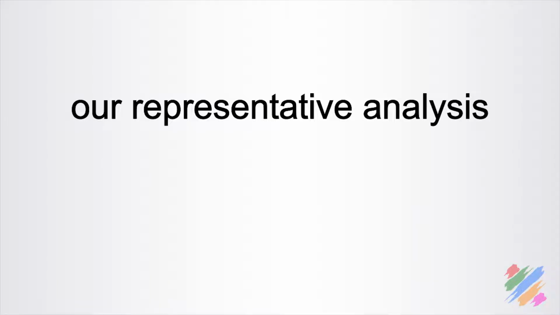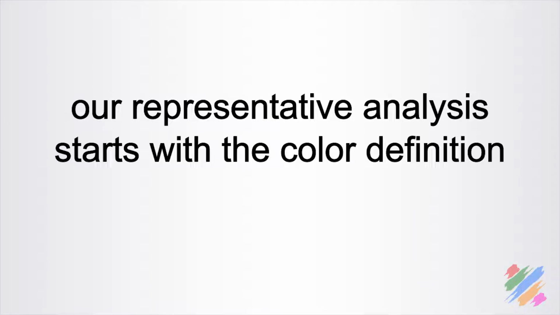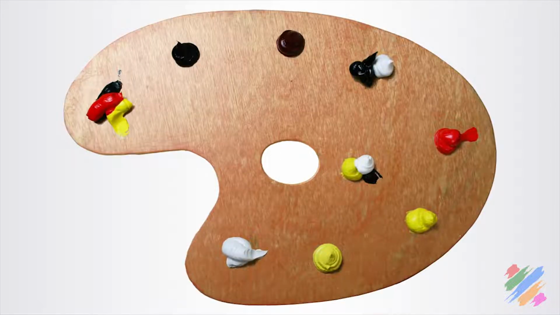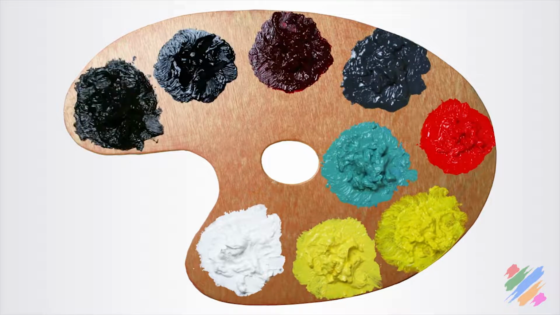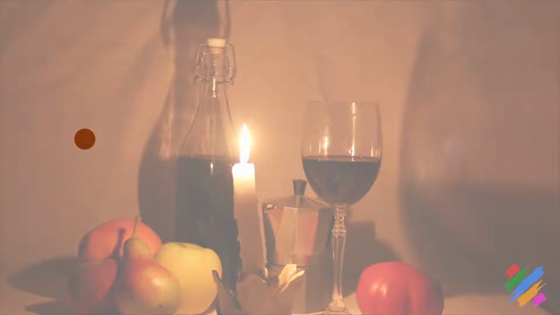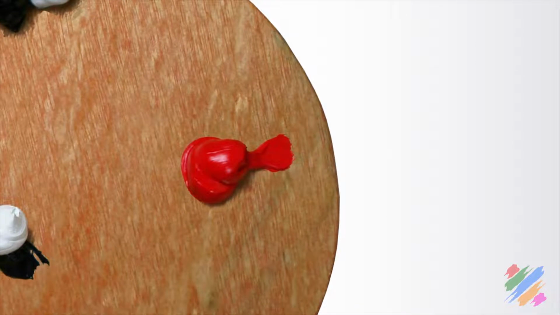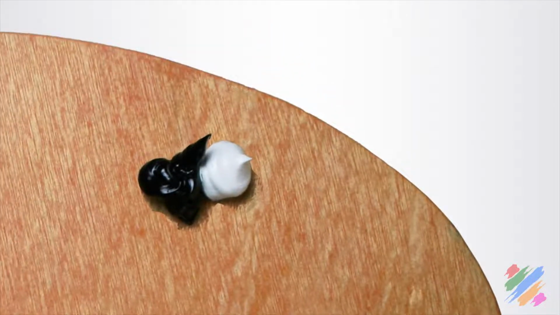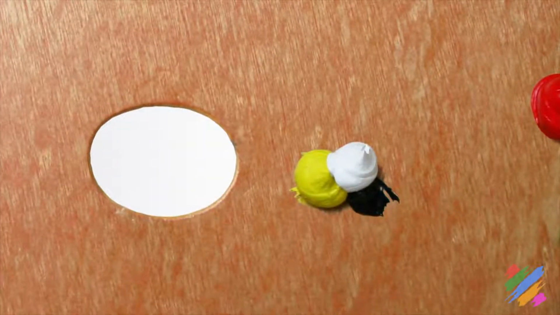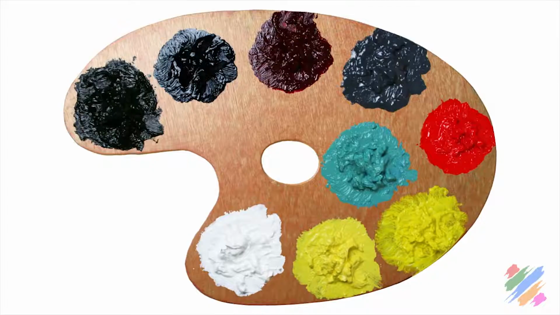Our representative analysis starts with a color definition. In few words, we have to choose what colors we are going to prepare on our palette. And for each part of our scene, we have to make a strategy on how we are going to get every single color: for example, using a single pigment, or mixing two of them, or eventually more. Once we know what colors we are going to use, we're going to continue our analysis.